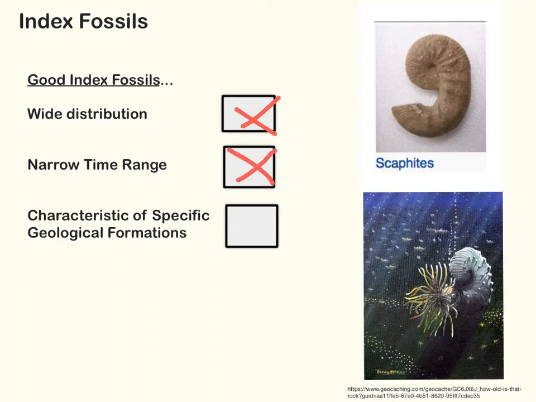Right about the time the dinosaurs died off, these cropped up, and we do not find these at any time after the dinosaurs died off. And because scaphites during the time of the dinosaurs were so massively abundant, they are characteristic of a lot of sedimentary beds in the Cretaceous, which is the time that the dinosaurs were alive. So these are very good index fossils.